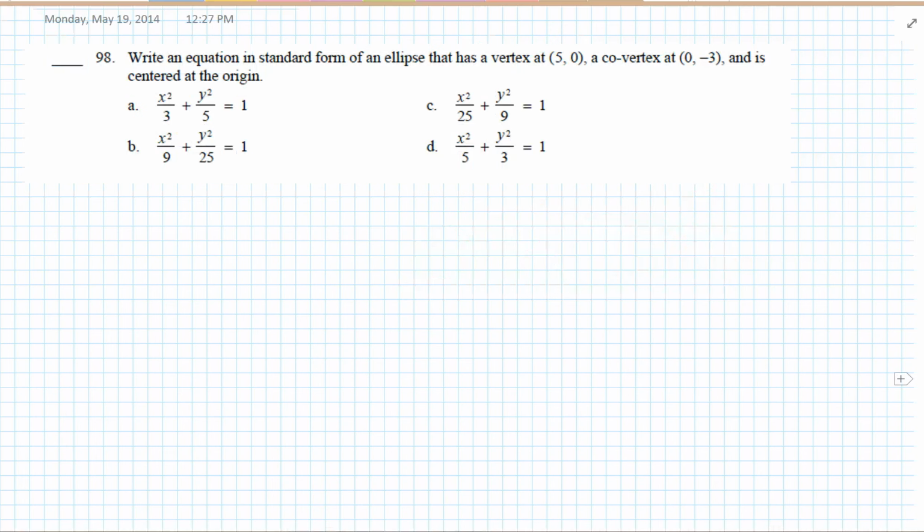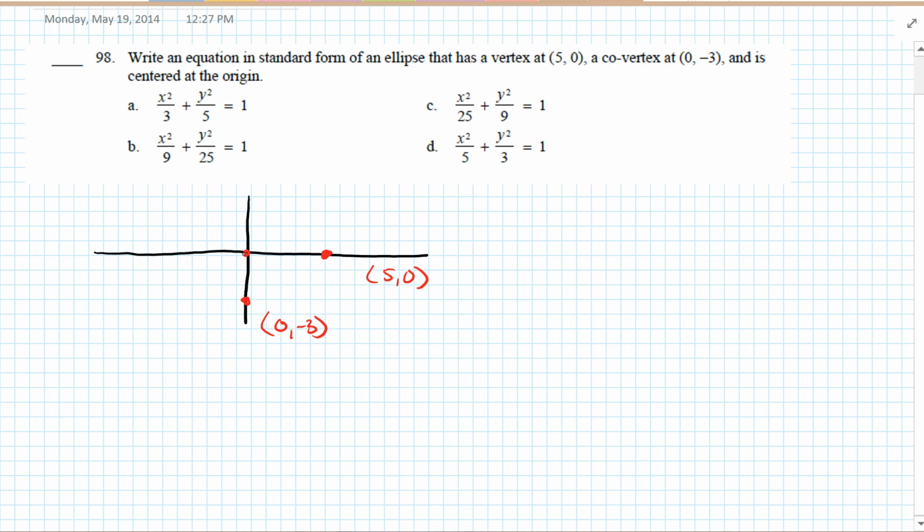98. Write an equation in standard form of an ellipse that has a vertex at 5, 0 and a covertex at 0, negative 3. Okay, well, the vertex is the major axis and the covertex is the minor axis. So let's plot this and graph it and see what's going on here. So vertex at 5, 0. Let's use red. 1, 2, 3, 4, 5, 0. So there's a vertex at 5, 0. We have a covertex at 0, negative 3.